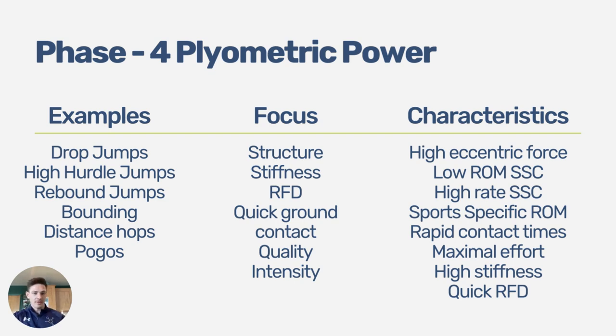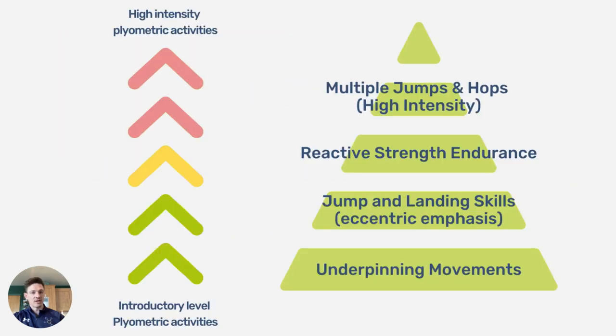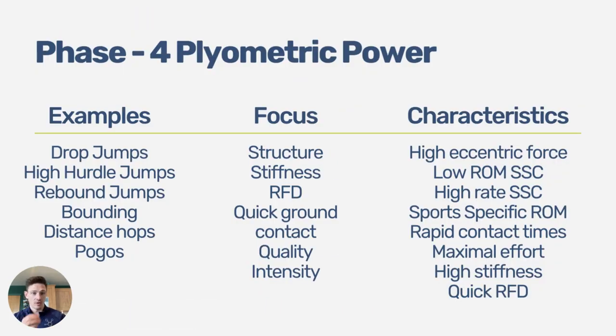So during this phase, we are looking at, we call it plyometric power there, but essentially our multiple jumps and hops. These would be things like drop jumps, high hurdles, distance hops. So you're now going for distance being the key part in that. We're looking at that stiffness, the rate of force development, quick ground contact times, quality as always, and intensity. So there's high eccentric force. So there's big impact, big landing.